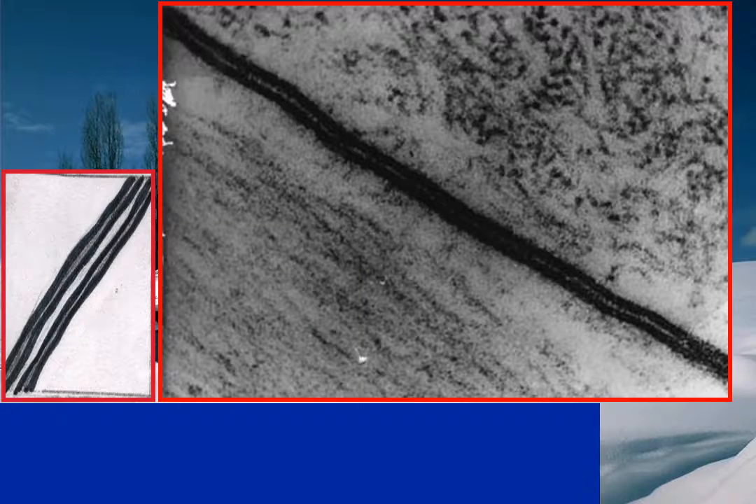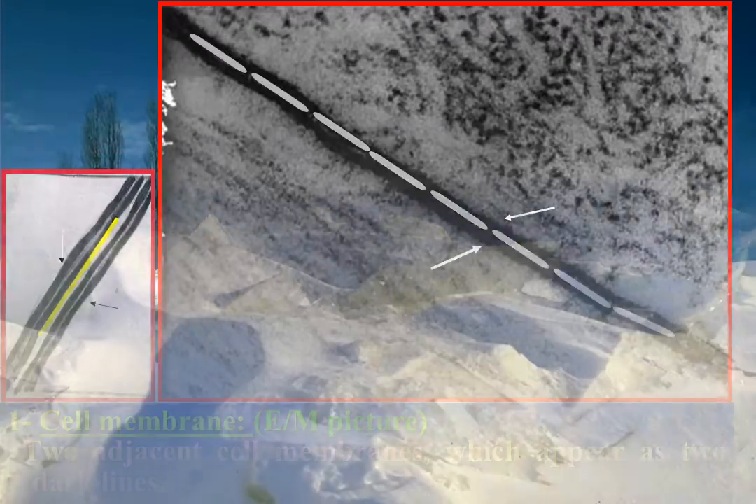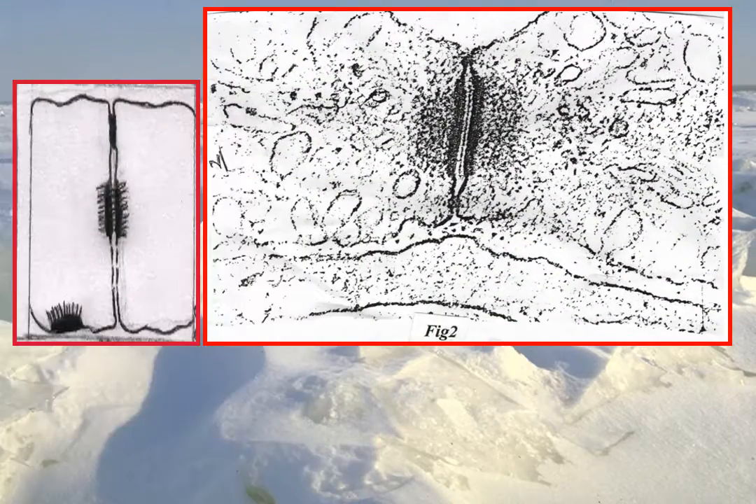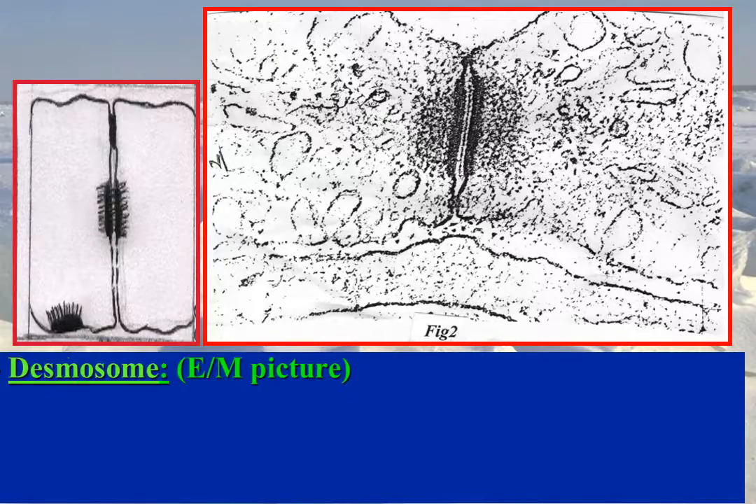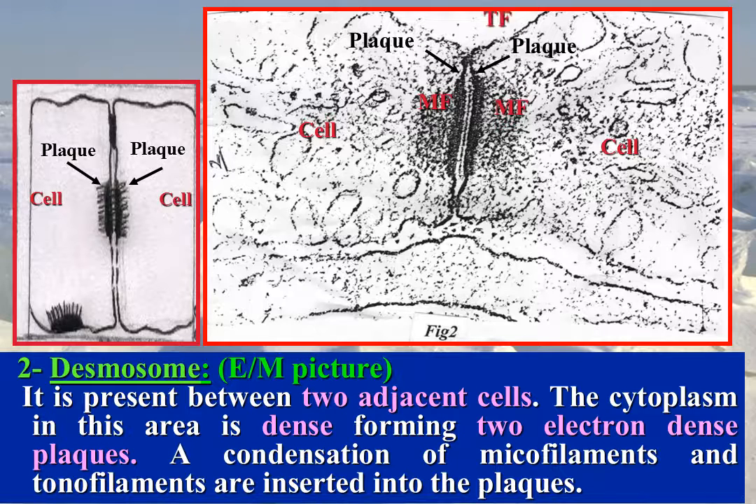Cell membrane, electron micrograph. Two adjacent cell membranes appear as two dark lines with a light intercellular space in between. Desmosome is one of the specializations of the lateral surface. It is present between two adjacent cells. The cytoplasm in this area is dense, forming two electron-dense plaques. A condensation of microfilaments and tonofilaments are inserted into the plaques and form hairpin-like loops.